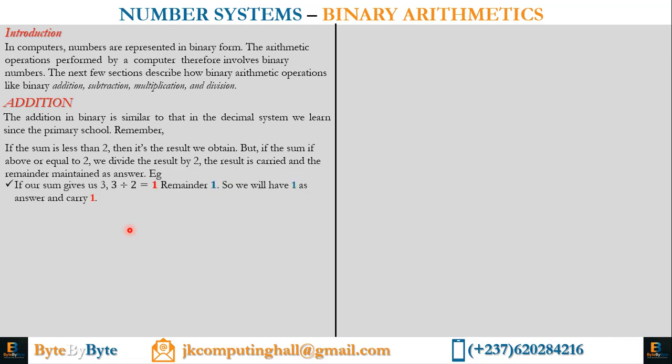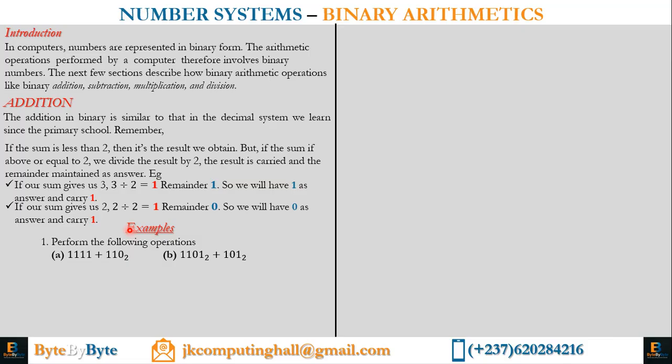As an example, if our sum gives us 3, we know that 3 divided by 2 is equal to 1 remainder 1. So we have 1, that is the remainder, as the answer, and we carry 1. If our sum gives us 2, 2 divided by 2 gives us 1 remainder 0. So we have 0 as the answer and a carry of 1.